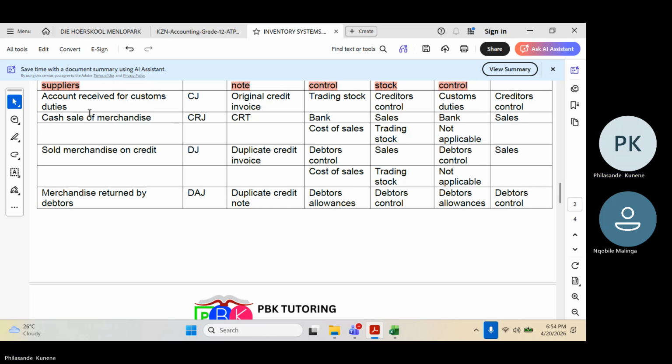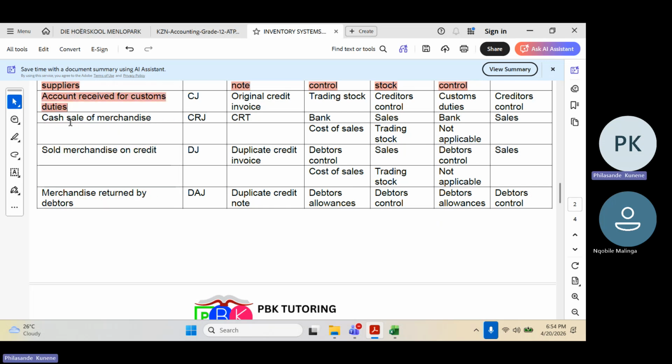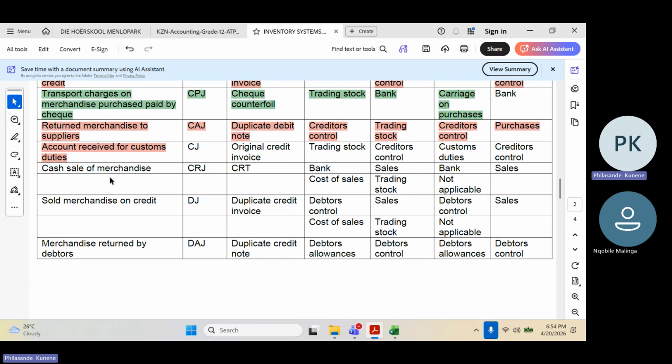Okay. Account received for customs duties. Customs duties is the same thing as what? We're treating it the same way as trading stock, the same way as transport cost, transport charges. We capitalize it to inventory.